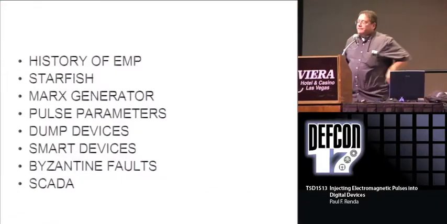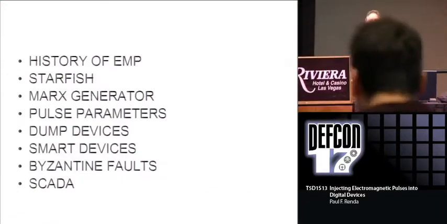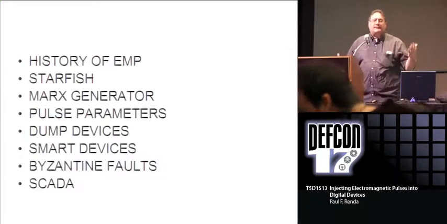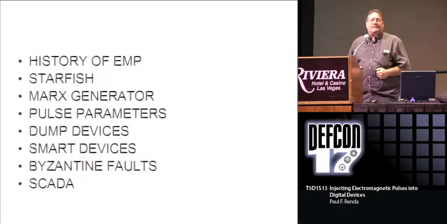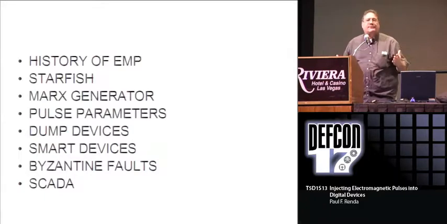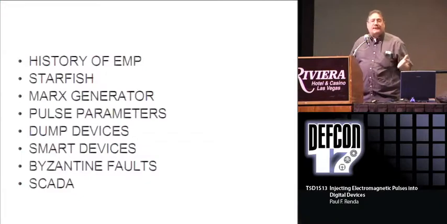I'm talking about the history of EMP. The Starfish. Starfish was an atom bomb explode. Actually, I think it was a hydrogen bomb that exploded in '62. It caused a number of outages in Hawaii, and that was how the big thing about electromagnetic pulses came about. Marx's generator. I'll explain the Marx's generator. I have a video for that.